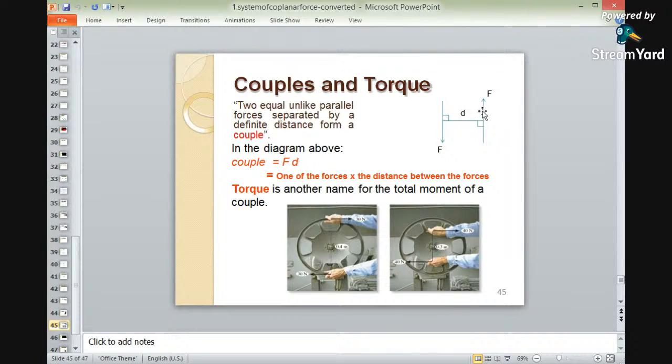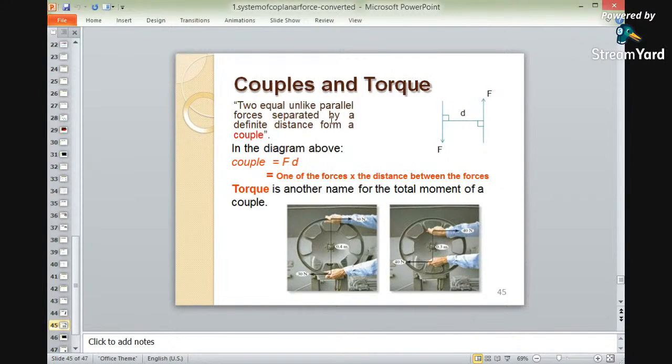Unlike in the sense that one force is applied in the upward direction and another force is applied in the downward direction, and they are separated by distance d. So it results in the formation of a couple. These two forces form a couple because they are separated by distance d, and it rotates in the anti-clockwise direction.